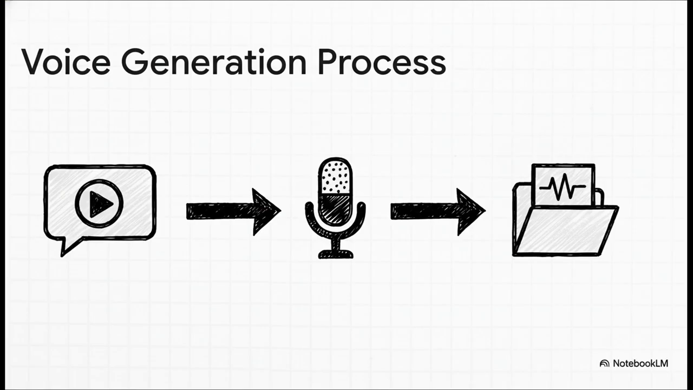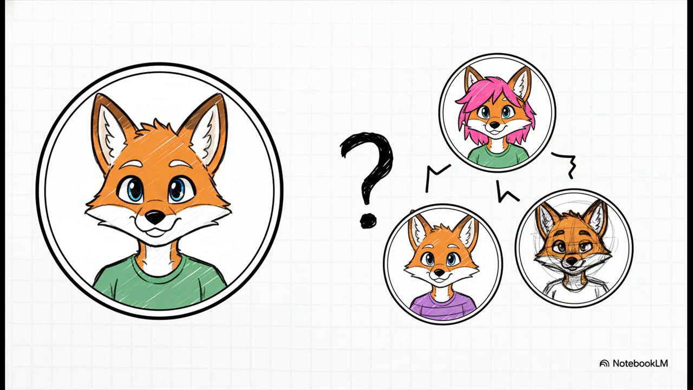Just do yourself a favor and name your files clearly, something like character A_line 1. It will make your life so much easier later on, trust me. All right, we have a script, we have voices. Now we need the visuals. Step 3 is where we build the world of our animation.